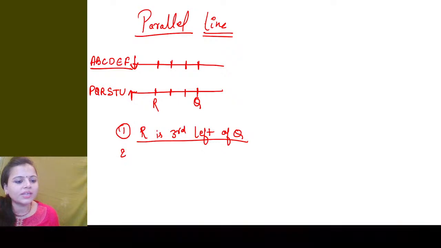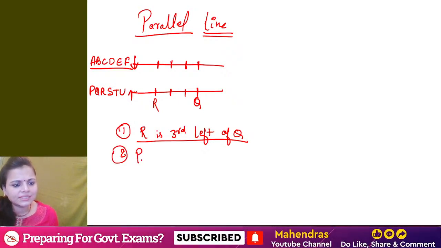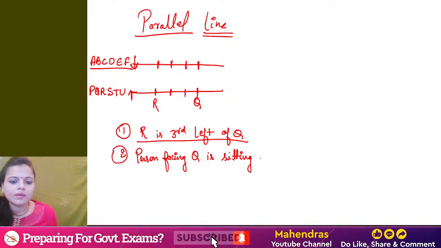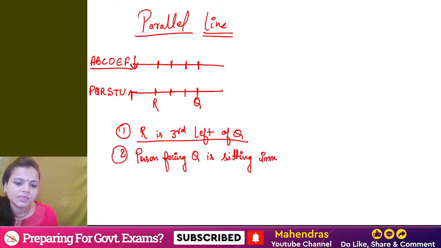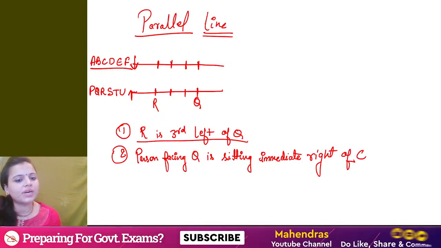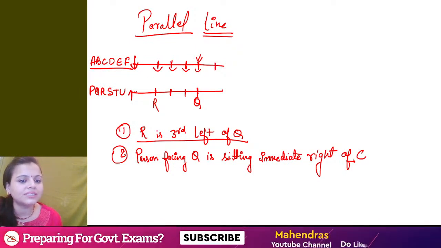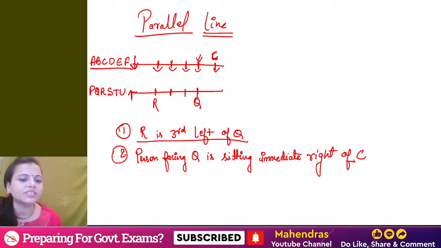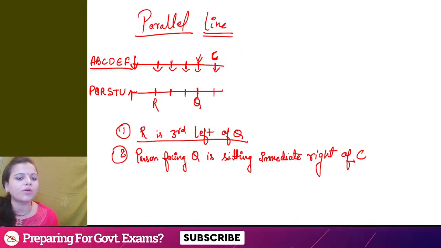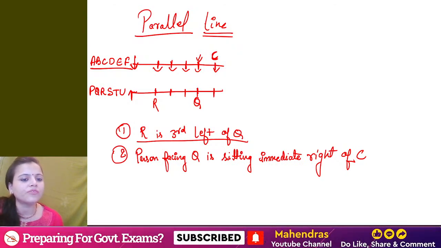After that, the next point is given. The person facing Q is sitting immediate right of C. As they are facing towards the south, this place is for C, because the person facing Q is immediate right of C. That means in front of C, one person is there. So now we have the positions for 5 persons.